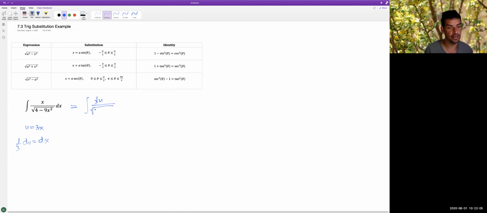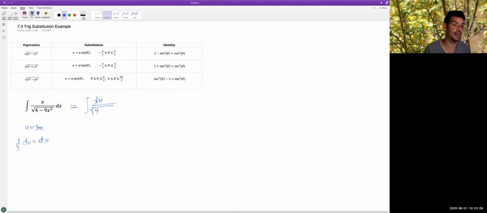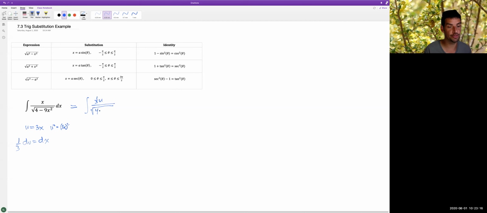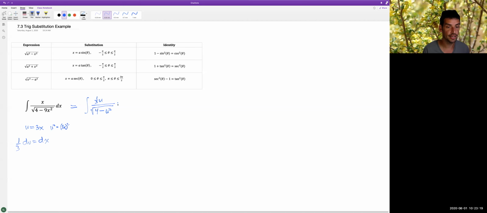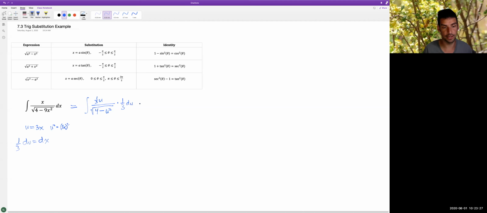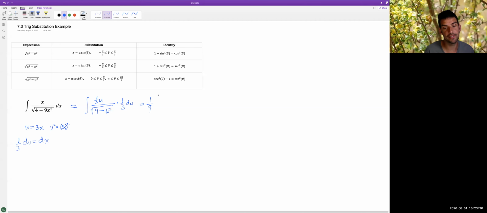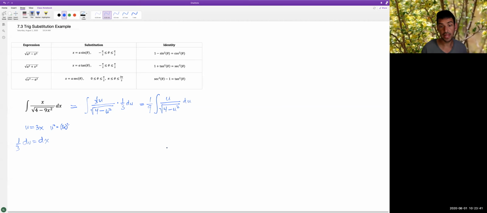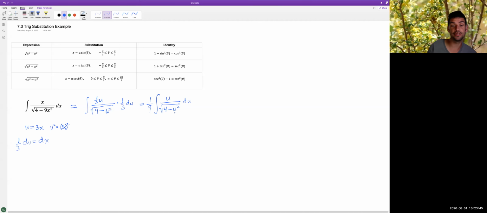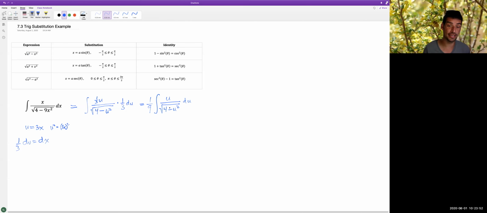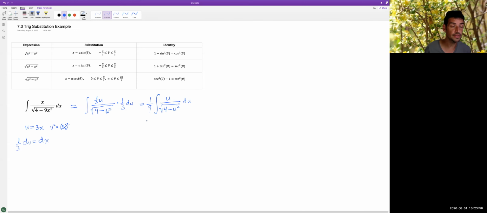Notice what I have in the denominator. 9x squared is just 3x, this quantity squared. In other words, u squared is equal to (3x) squared, or 9x squared. So that 9x squared becomes a u squared, and then my dx becomes 1/3 du. Let's clean this up a little bit. There's a 1/3 and a 1/3, so I've got a 1/9 sitting out front, and then I've got u over the square root of 4 minus u squared du. Okay, and now that 4 minus u squared is exactly what we see in this first expression, right? It's 2 squared minus u squared. So it's the case where a equals 2.